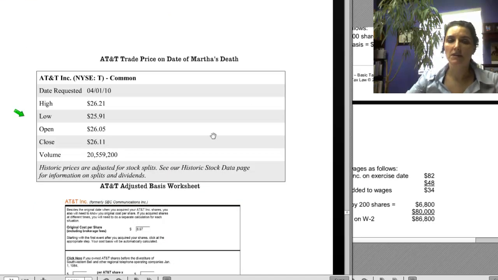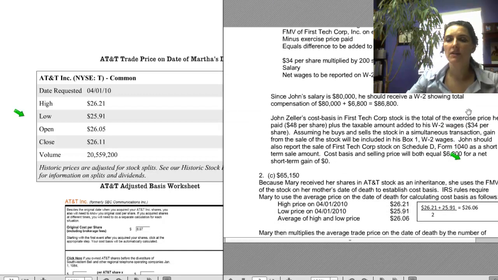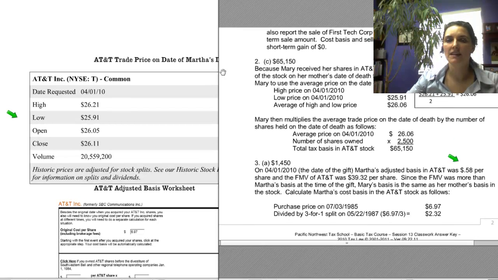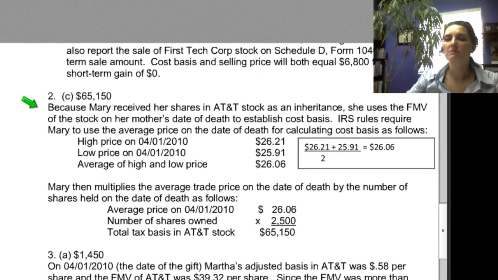So let's see what all of this means. What is going to be the cost basis in the stock that Mary has inherited from her mother? Well, it's a very simple calculation, actually, and here is the answer. Because Mary received her shares of AT&T stock as an inheritance, she uses the fair market value of the stock on her mother's date of death to establish cost basis.